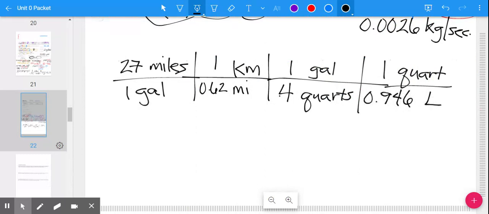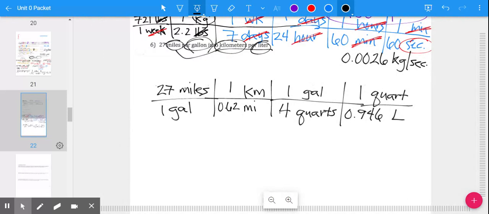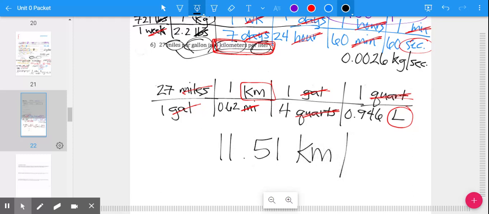So when we look at our units, miles at the top, miles at the bottom, it crosses out, and we're left with kilometers. So then we have gallons at the bottom, gallons at the top, so they cross out. Quarts at the bottom and quarts at the top, so it crosses out, and we're left with liters. So our goal was this, kilometers per liter, so we have it. So when you find the product of the numerators and find the product of the denominators, and then divide numerator divided by denominator, you end up with 11.51 kilometers per liter.